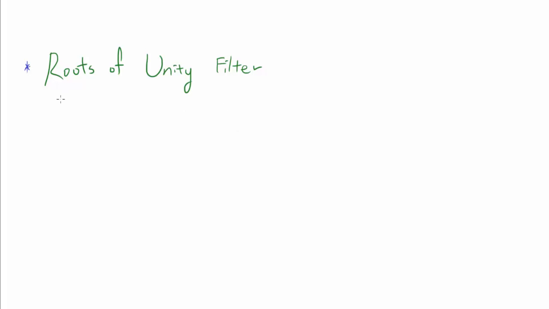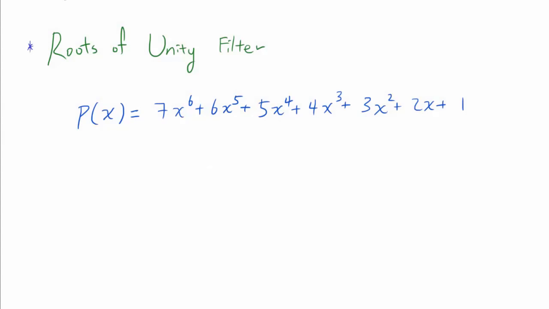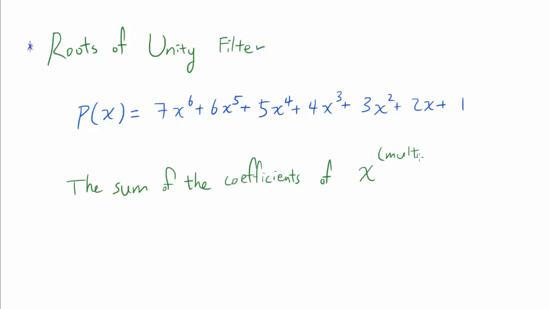But even if you know roots of unity, you may not have heard of roots of unity filter, which is a technique that can be used to filter out certain terms in a polynomial. Here is a nice polynomial we can use as an example. What roots of unity filter allows us to do is to calculate the sum of the coefficients of the terms whose exponent of x is a multiple of some integer n.